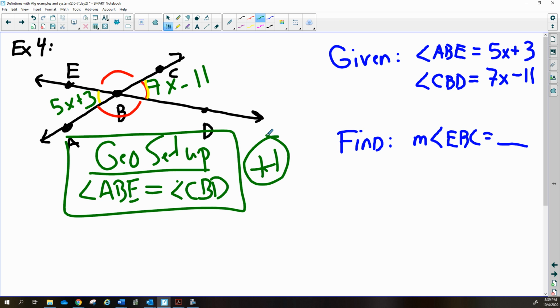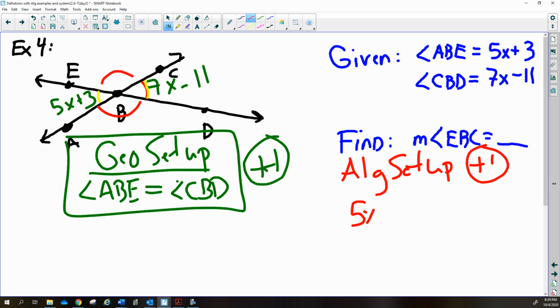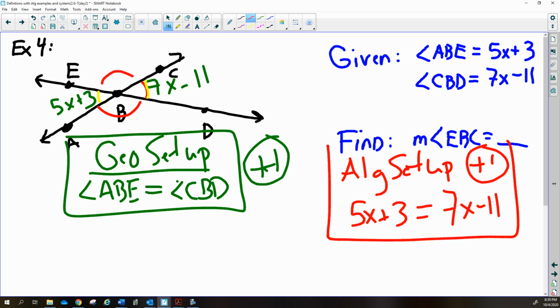If we want to come up here and algebraically solve this, we can go ahead and do our algebra setup next. Our algebra setup is going to get us our next point, and if we plug that in, we get 5x plus 3 equals 7x minus 11. So there is our next setup. And finally, we're going to come up here and solve.